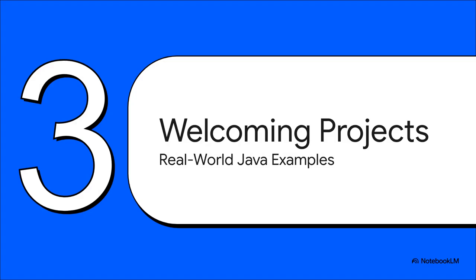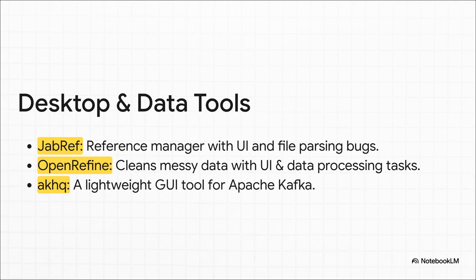Okay, so we've got the how, but what about the where? Let's dive into some actual Java projects that are known for being really welcoming to newcomers. For example, if you're into desktop and data tools, check these out. JabRef is a reference manager that always needs help with small UI fixes. OpenRefine is a super cool tool for tidying up messy data, and it's full of great starter tasks. Then there's Kafka HQ, a GUI for Apache Kafka, which is another great spot to look.